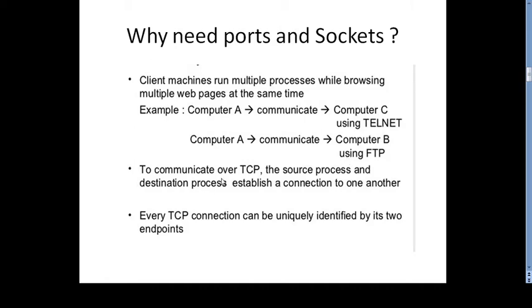To communicate over TCP, the source process and destination process establish a connection with one another. So every TCP connection can be uniquely identified by its two endpoints. One is a port and the second one is a socket. So to identify the particular process, and the particular program in which that process will be executed, we need sockets and ports.